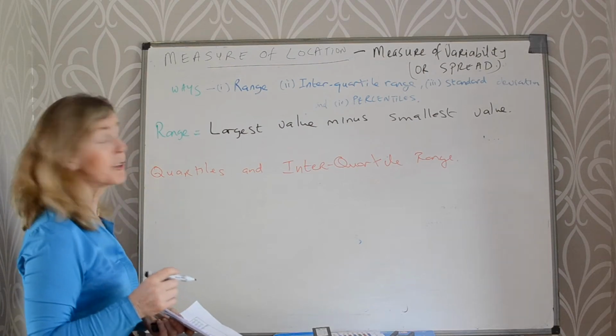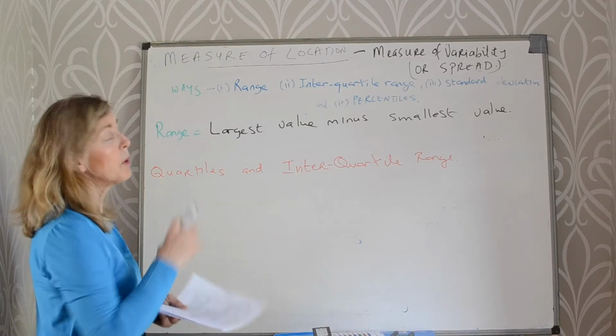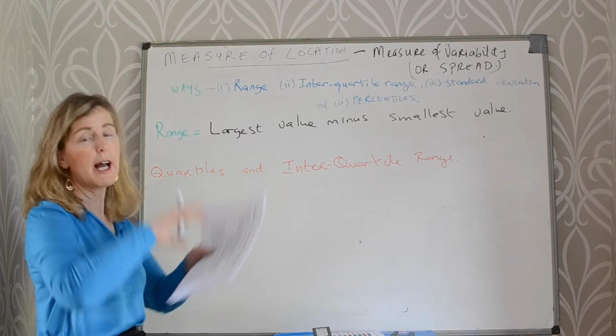Today we're going to look at another measure of location. We previously looked at the measure of centre. Now we're going to look at the measure of variability, or how spread out.